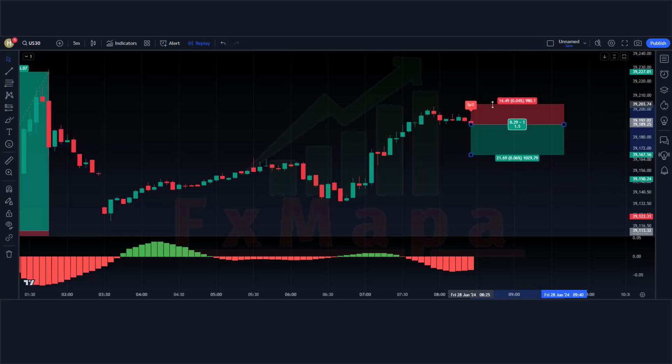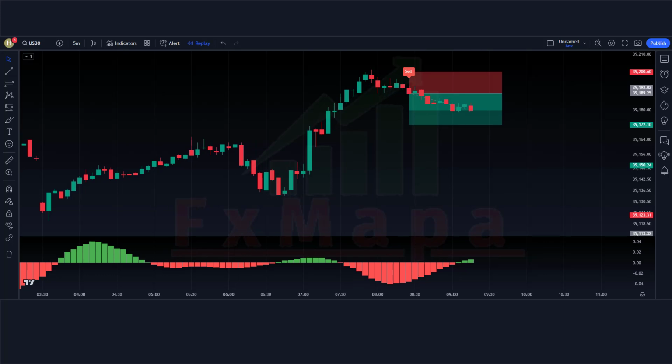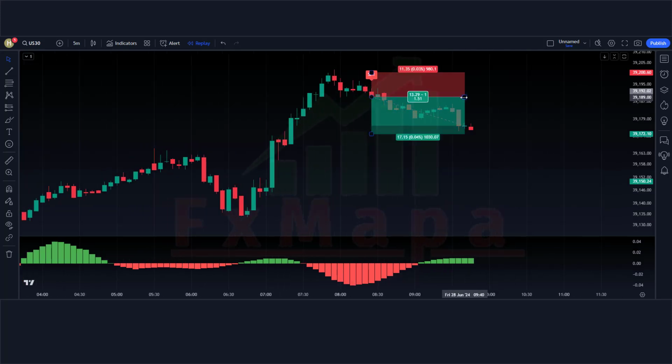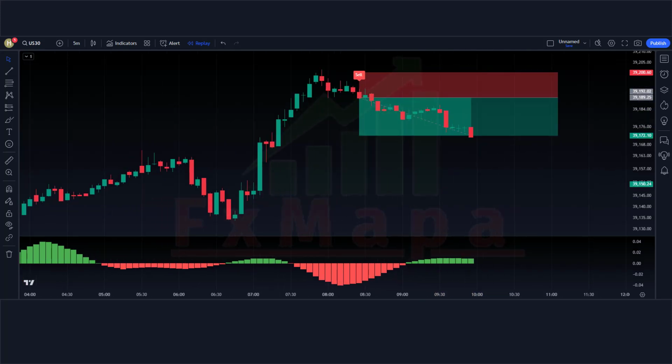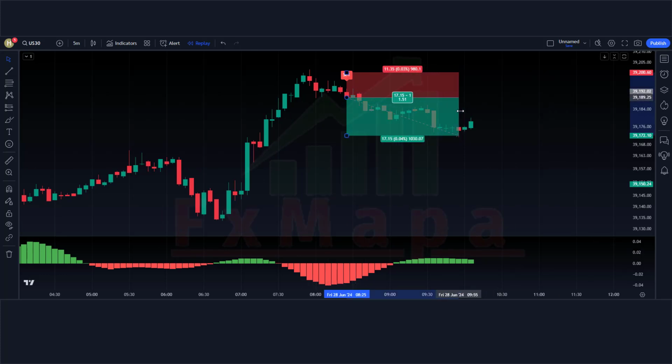Our stop loss will be placed at the current market higher level. And the risk to reward ratio will be 1:1.5. Let's see what happens to our trade. Our trade is running in profit. We have won the trade. Wait for the next signal.